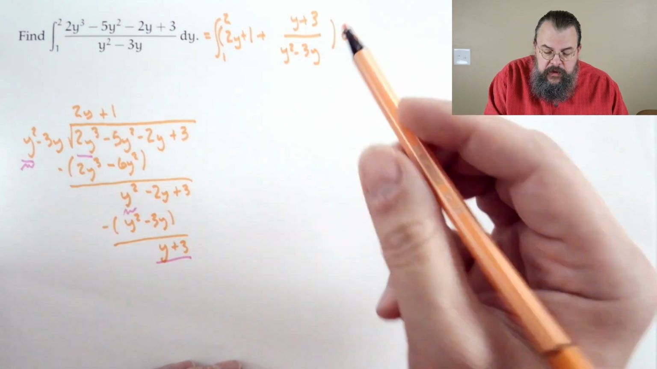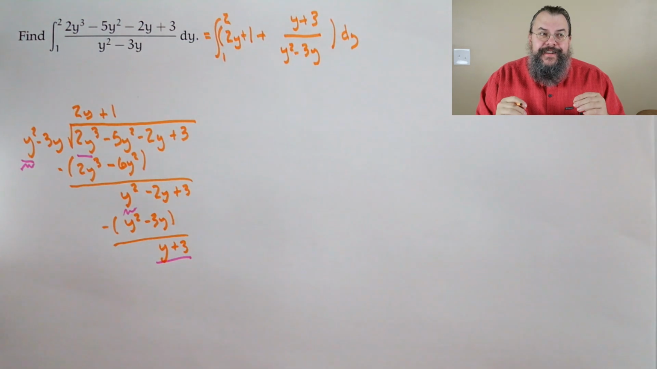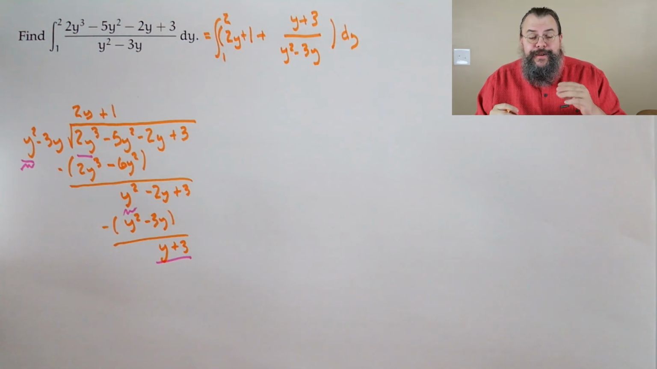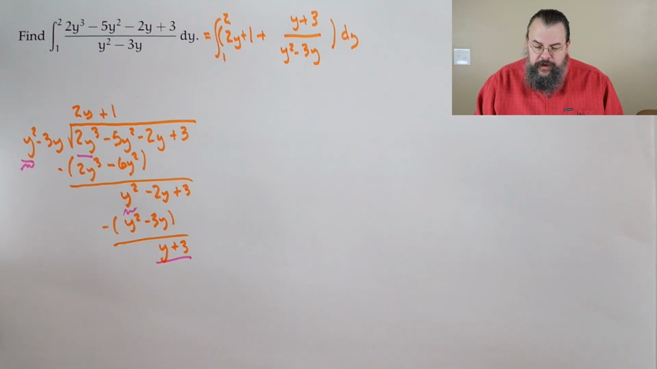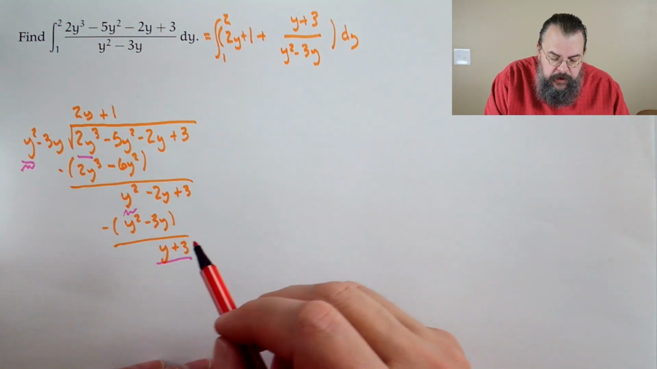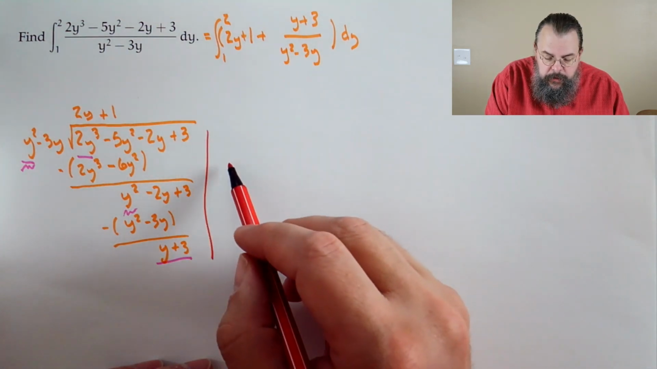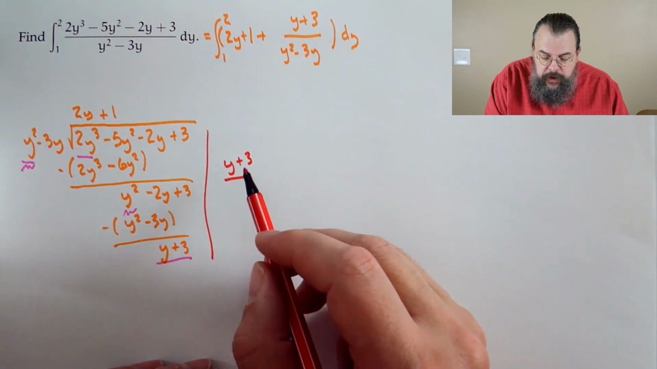Now, the first pieces are easy to do, and polynomial life is good. The last part, the y plus 3 over y squared minus 3y, well, for that, we need to go do partial fractions. Okay, so what do we do? We get the following. We'll have y plus 3 over y squared minus 3y.